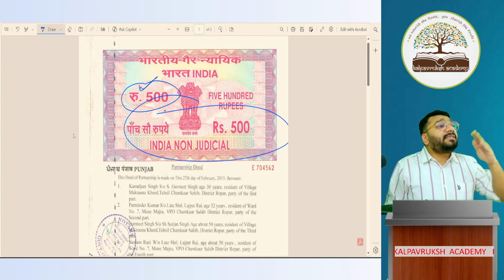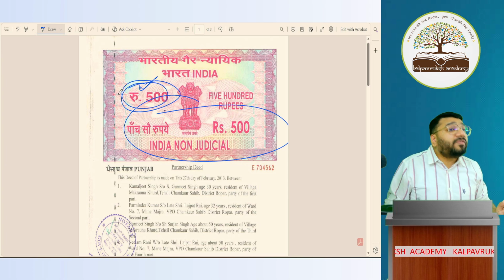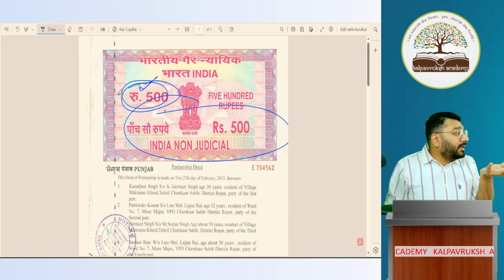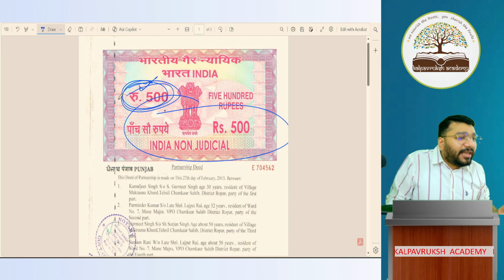So when you study civil law, in that you'll understand for which type of contract, how much worth of stamp paper we have to take. Got it? So if you're buying land, accordingly the stamp value will change.